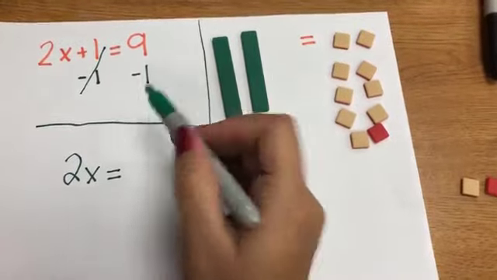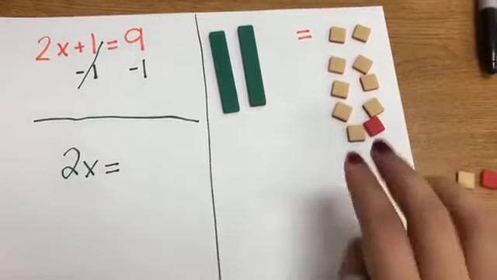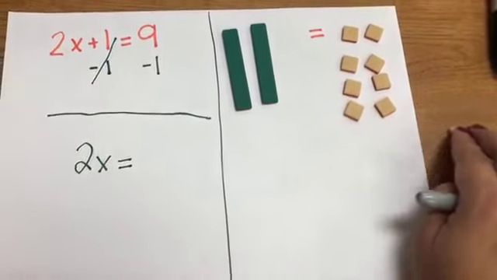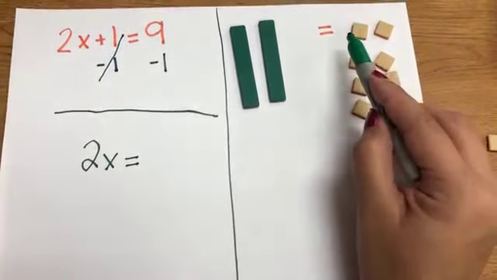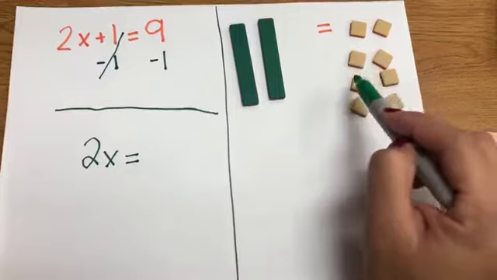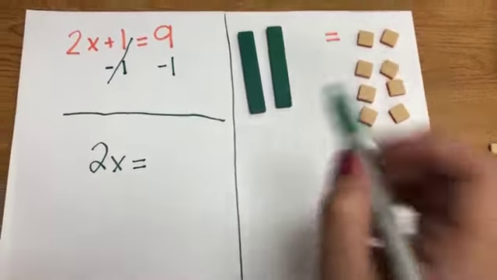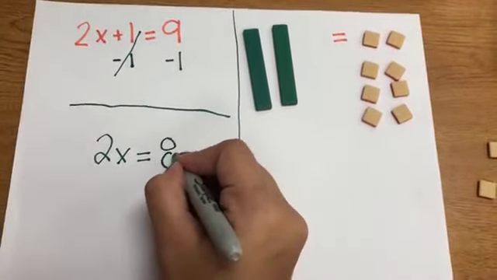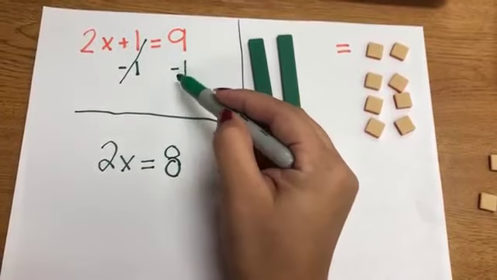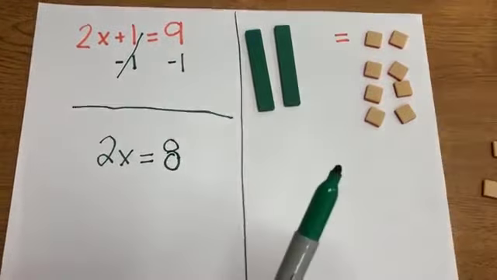I have 9 minus 1. I see a positive and a negative. That's a zero pair, so I'm going to go ahead and cancel those out. And that means that I have 1, 2, 3, 4, 5, 6, 7, 8. 8 positive remaining on that side. And we know that's true because 9 minus 1 gives me 8.